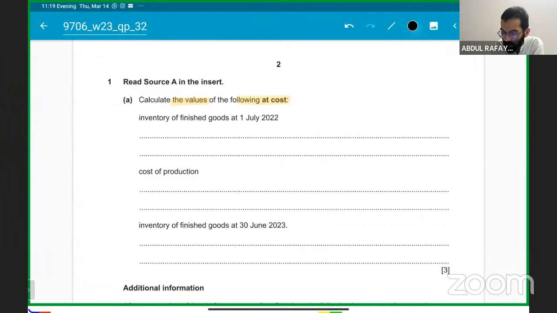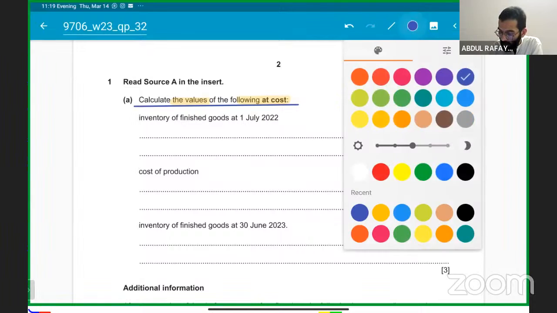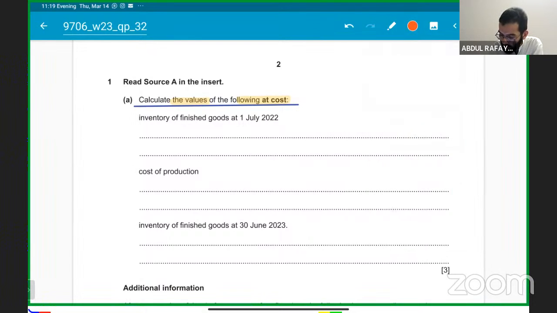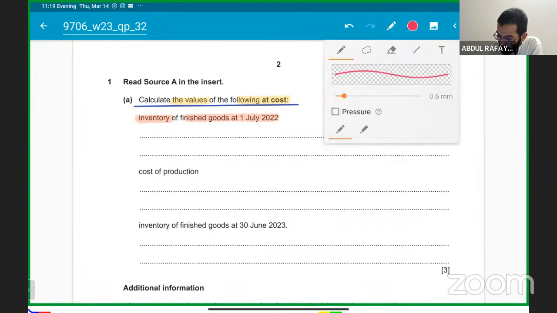So they are checking your concept, whether you know how to do the mathematical calculation and get the values of the following at cost. I'm expecting no one has done this wrong, because this is not tricky and not difficult. You have to just find out the inventory of finished goods, the opening inventory at the cost. Okay, so it's very simple.